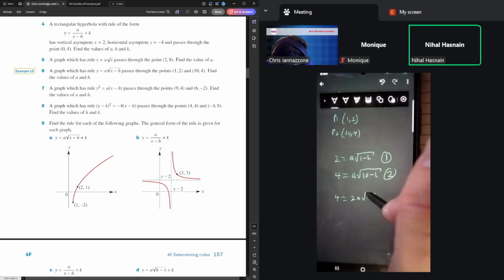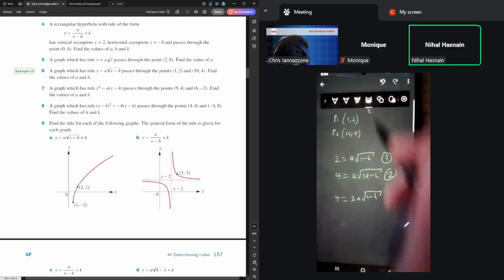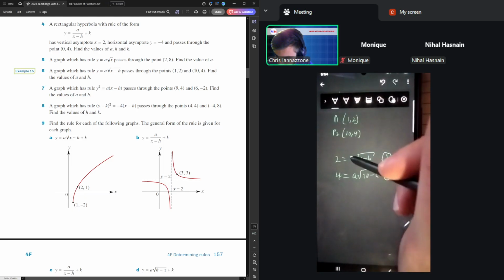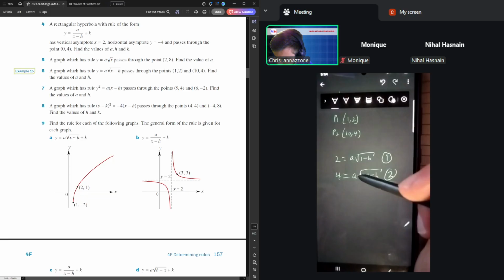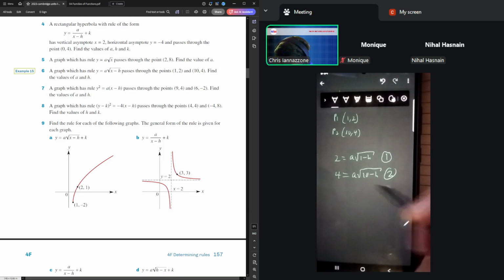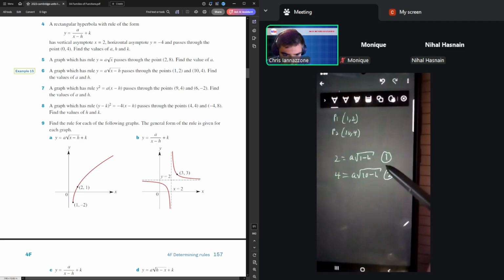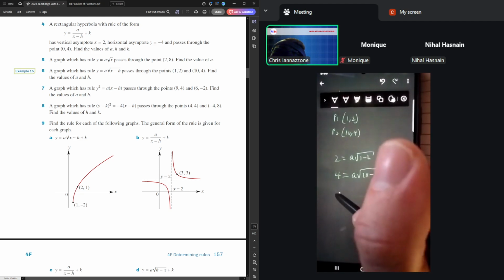Actually, wait. We can divide them to get rid of the a. I think that'll be a better idea, because doubling it, you see that it's going to give you the 2a, so they won't quite. Oh, they'll still cancel out, just not as easily. But anyway, dividing it doesn't actually matter which way you divide. If you want to stick with whole numbers, then doing equation 2 divided by equation 1 will be a bit nicer, because 4 divided by 2, rather than doing 2 divided by 4.